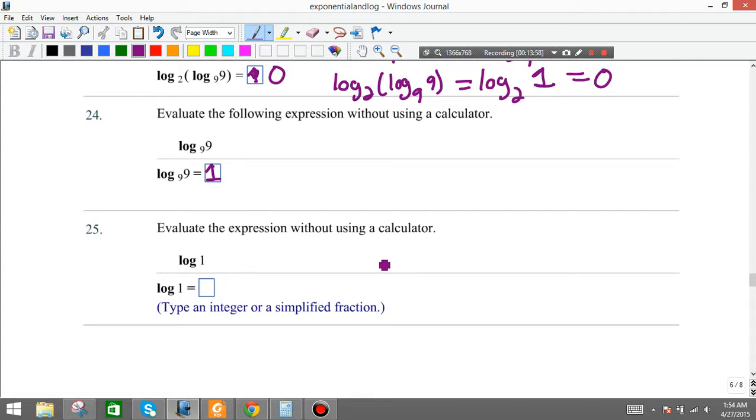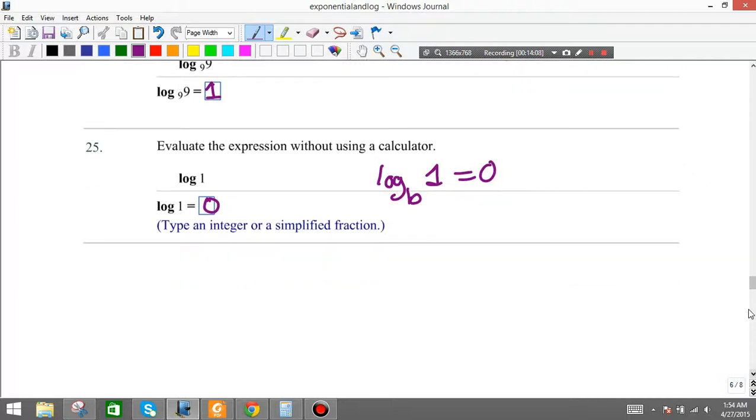The log of 1, and in general, the log base b of 1 is always 0. So the log of 1 is always 0, because 10 to the 0 is equal to 1.